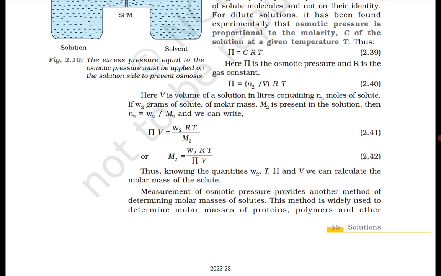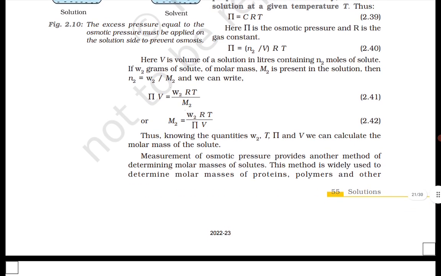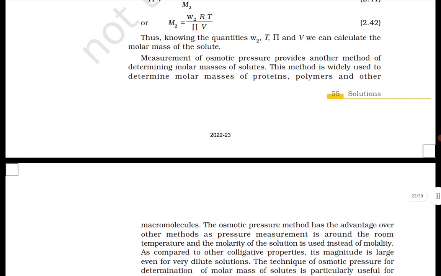If W2 grams of solute of molar mass M2 is present in the solution, then n2 = W2/M2, and we can write πV = W2RT/M2, or M2 = W2RT/πV. Thus, knowing the quantities W2, T, π and V, we can calculate the molar mass of the solute. Measurement of the osmotic pressure provides another method of determining the molar masses of the solutes.